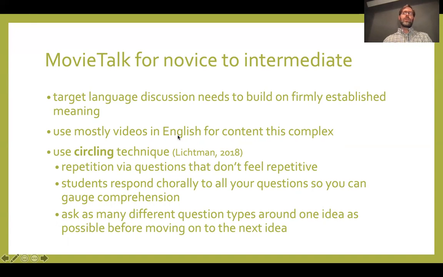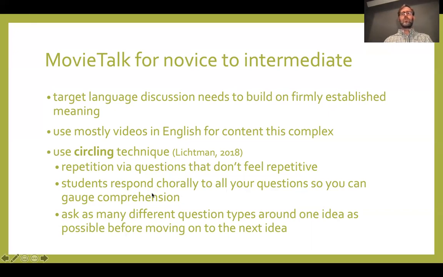So after they've watched English and they know exactly what's going on, you discuss in the target language, right? And I would recommend the circling technique, which is outlined by Lichtman in 2018. It's a technique that comes from TPRS, teaching proficiency through reading and storytelling. It's essentially repetition for memory building via questions that don't feel repetitive, okay?